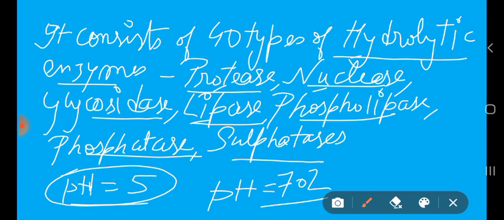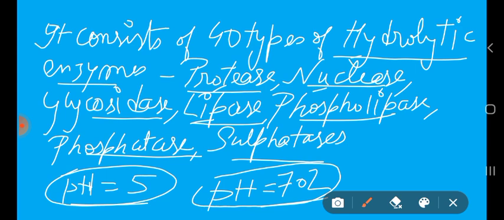Now somehow if these enzymes leak into the cytosol, they can do little damage at the high pH there, because outside the lysosome the pH is quite higher, which reduces the activity of these lysosome enzymes. So little damage can be caused outside the lysosome.